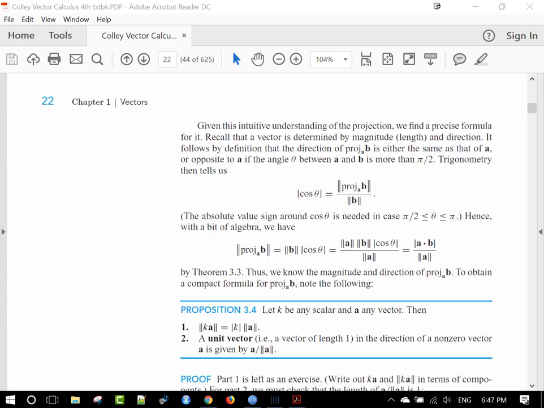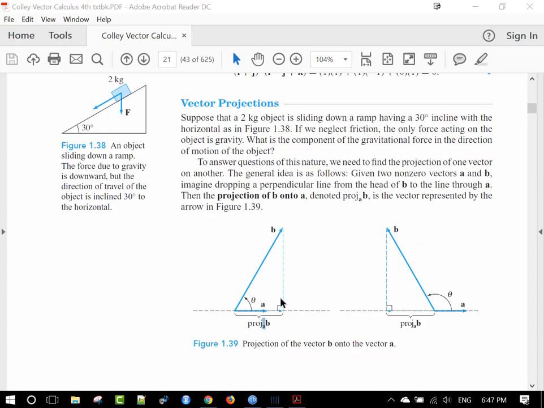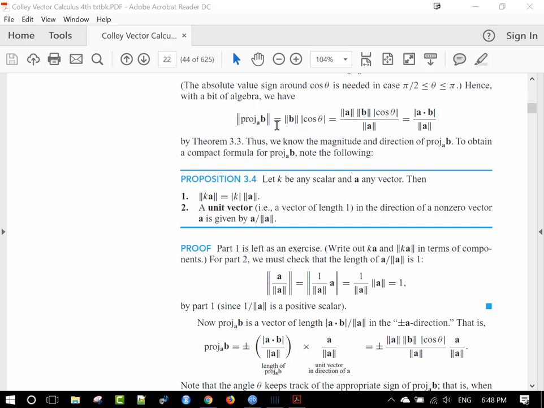So we want to get a formula for the projection, and we're going to get it in two parts. First of all, you should notice that the projection is not just going to be the length, but we're going to consider it to be a vector. The length is from here to here, but the projection is actually a vector pointing in this direction that has this magnitude. So we're going to want two parts of this vector: its length, which is the magnitude, and also the direction, which is actually just the direction of A. So what we're going to get is a formula for the magnitude.